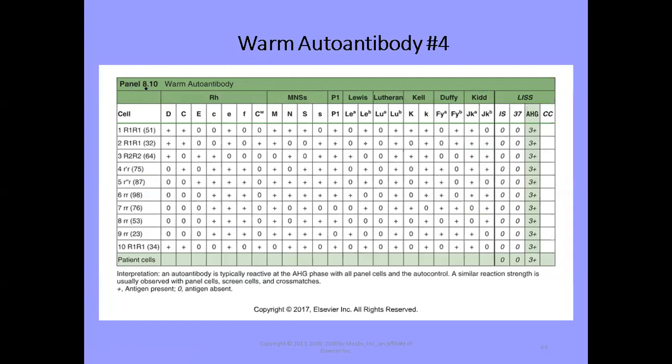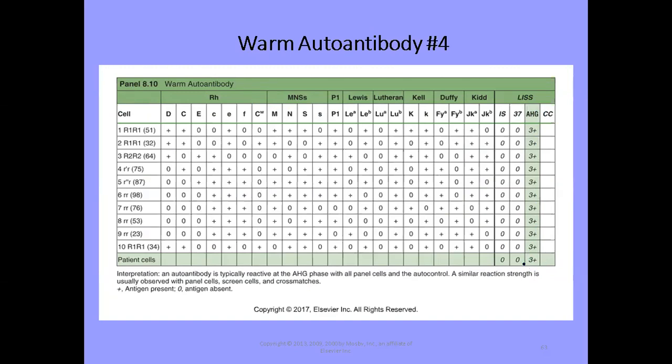So here we see panel 8.10, which is an example of a warm autoantibody. Okay, so let's take a look at a couple things. We see that there is no reaction at immediate spin or 37. When we get to AHG, however, look at this. Every cell is reacting. If we were going to stop here, we might think, oh, they have a warm alloantibody to a high-frequency antigen.